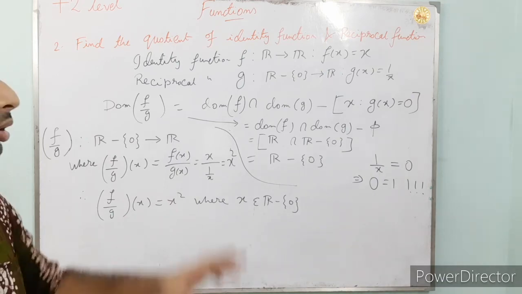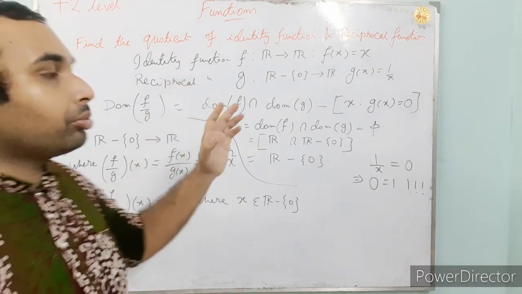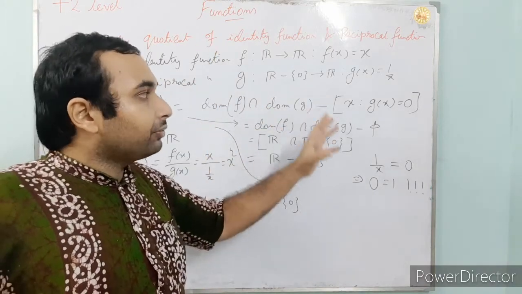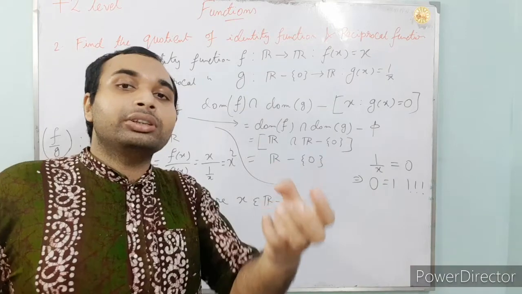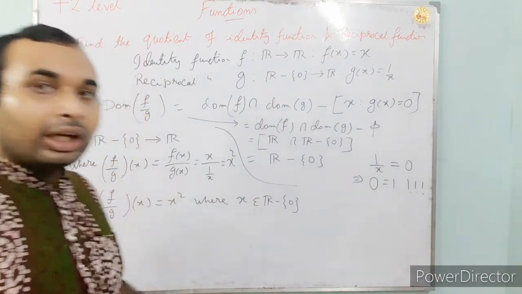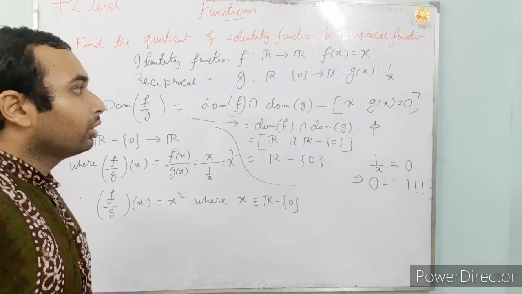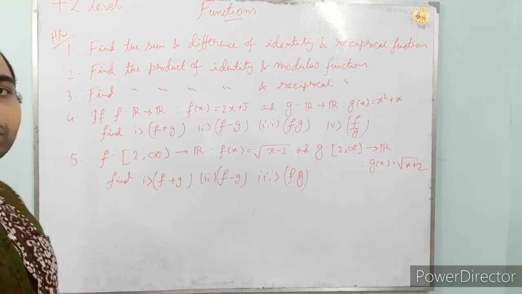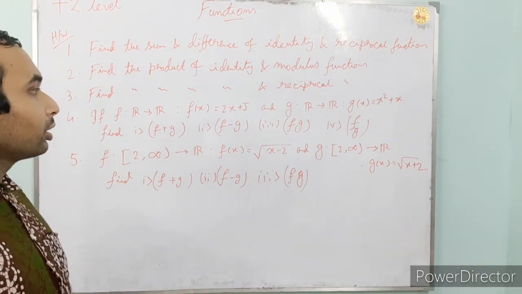So what you have to do is check the domains of the functions. If something should be omitted, you have to take off that one, and after that you will get the result. Very easy. I am giving 2 homeworks for this concept. So students, those are your homework.